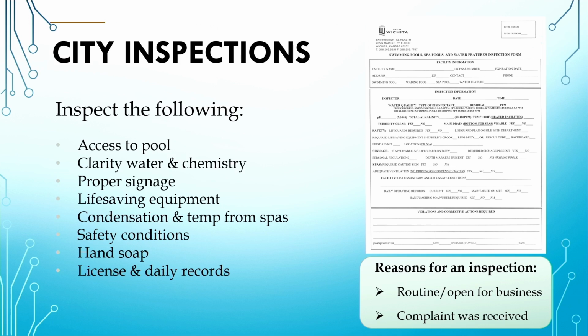So we're always going to inspect the access to the pool, making sure that you have the gates and the fences. Again, 60 inches tall. We're going to check the water clarity and the chemistry. Again, making sure that we can see the bottom of the pool and the drain. We'll check to make sure that the chemistry is good. Chlorine for pools, again, between 1 and 5 parts per million. And for spas and wading pools, between 2 to 5.